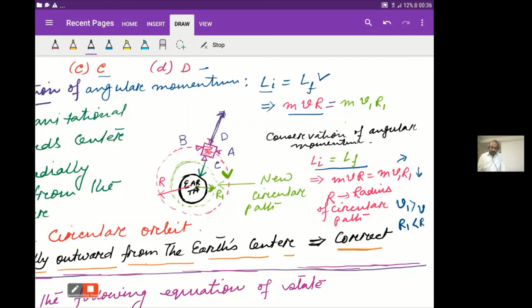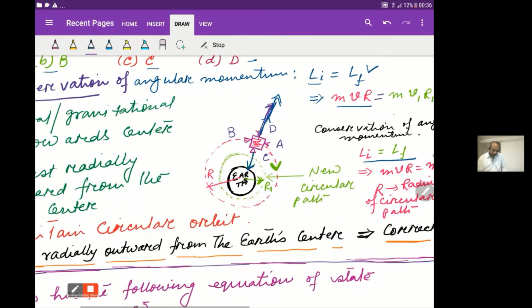How will it happen? If this rocket D fires along this direction, then naturally a force will be acting towards the Earth center, and hence the satellite will come towards the Earth center. Therefore, option D is the correct answer.